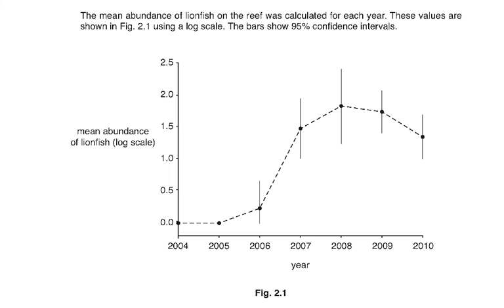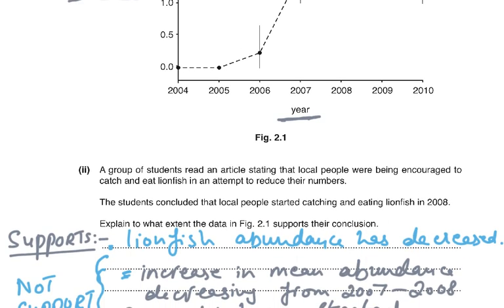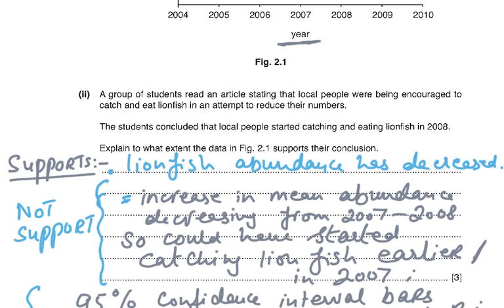The mean abundance of lionfish on the reef was calculated for each year. These values are shown in figure 2.1 using a log scale, and the bars show 95% confidence intervals. Mean abundance of lionfish on the log scale, and these are the years that we are talking about. So we need to be looking at this. A group of students read an article stating that local people were being encouraged to catch and eat lionfish in an attempt to reduce their numbers. The students concluded that local people started catching and eating lionfish in 2008. Explain to what extent the data in figure 2.1 supports their conclusion.